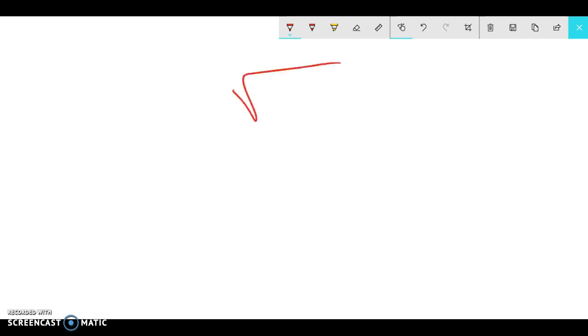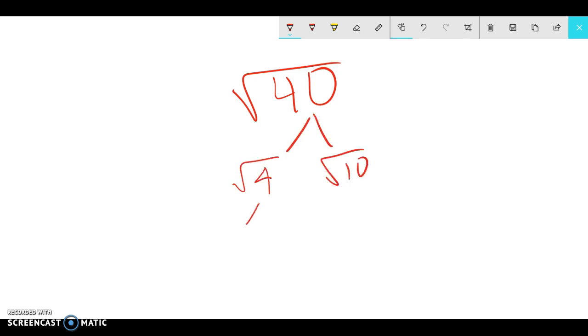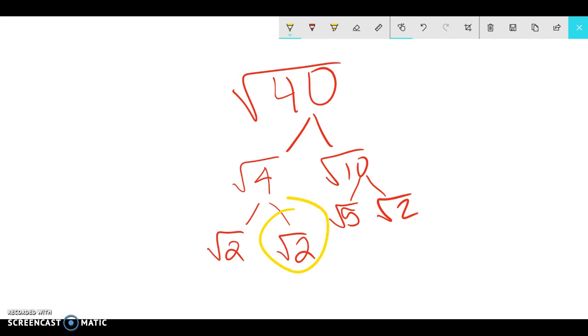I believe the next one is square root of 40 on your notes. So ask yourself, what can come out of 40? Well, I could get the square root of 4 times the square root of 10. The square root of 4 would become the square root of 2 times the square root of 2. The square root of 10, well, that would be 5 and root 2, right? So look for your buddies. I've got a buddy pair of 2's here, so that means outside of my final answer, I'll have 2. Do I have any other buddy pairs for 5 and 2? No. So it's just going to stay 2 root 10 because 5 times 2 is 10.